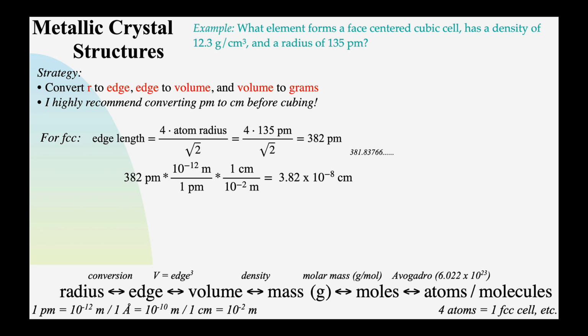This is the length, again, of the edge now, but instead of picometers, which is kind of weird, it is in centimeters. Once you have it in centimeters, then you can do the next part, which is volume equals that edge number cubed. So we're going to take 3.82 times 10 to the minus 8 and take it to the third power. And if you do that, you get 5.57 times 10 to the minus 23 centimeters cubed. That is a really, really small volume. Remember that a centimeter cubed and a milliliter are the same.